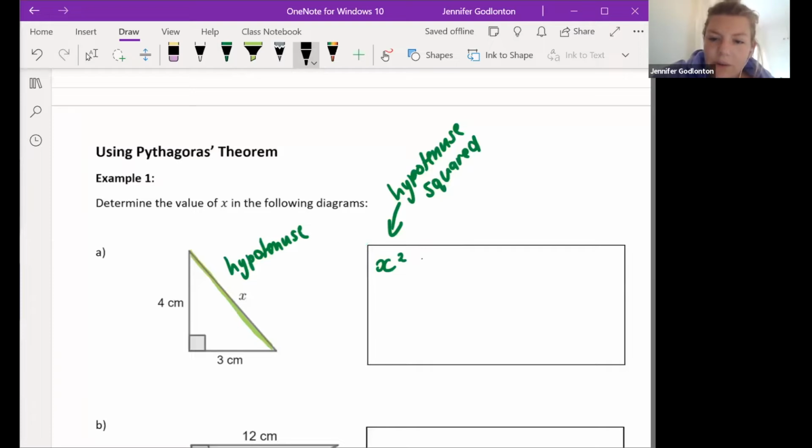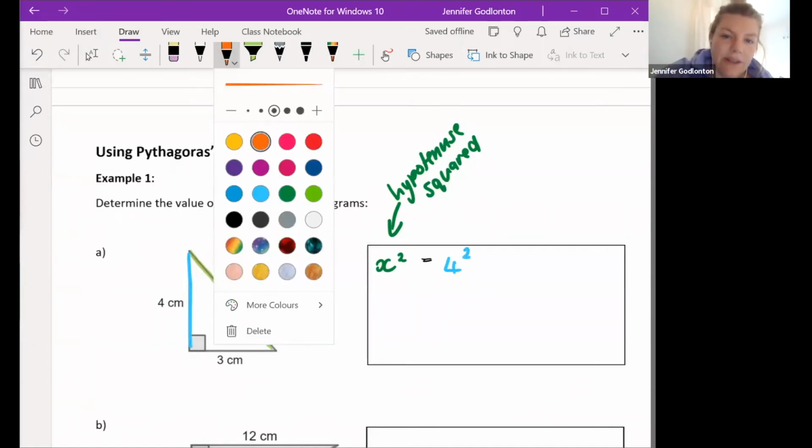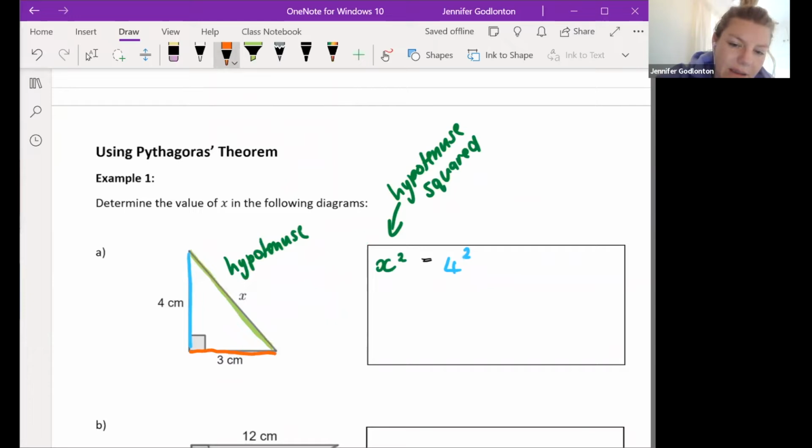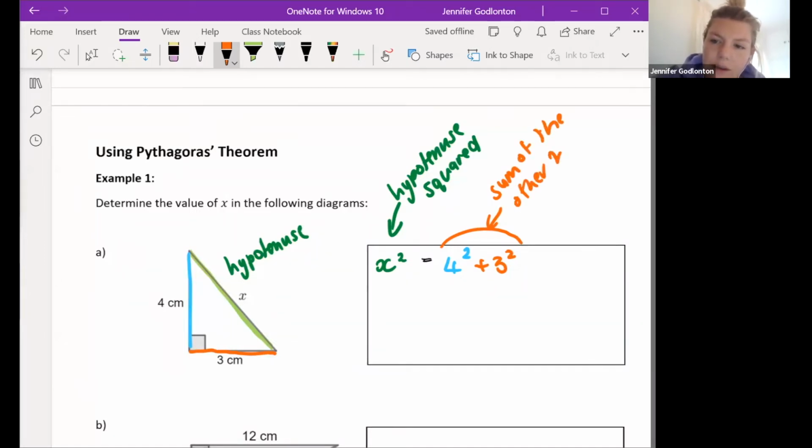And that is equal to, and then let's take our different sides. We've got this side over here, which is 4 squared. And then we've got this side over here, that's 3 plus 3 squared. What you're seeing here is the sum of the squares of the other two sides.